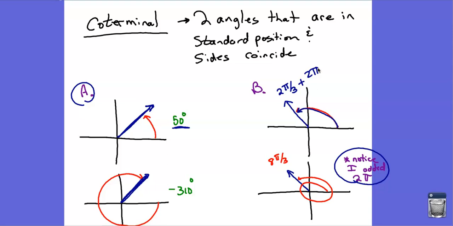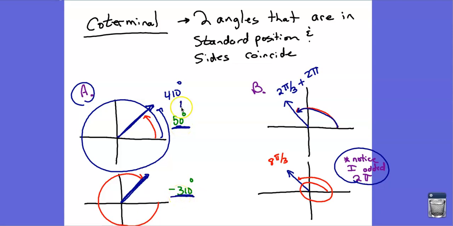It's kind of like if I went 50 degrees, and then I went 360 degrees around, so 410 degrees is also the same thing as 50 degrees. It's also the same as negative 310 degrees. So really, to get a coterminal side, you're just going to add 360 degrees, or in this case, subtract 360 degrees to be able to do it. Or if it's in radian mode, you're going to add 2 pi to it, or subtract 2 pi from it to get to the next coterminal side.